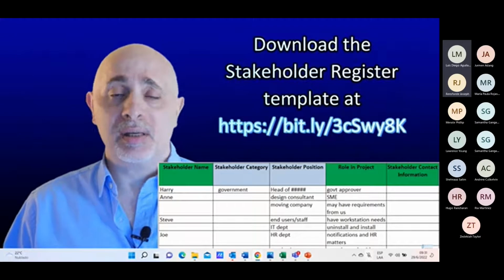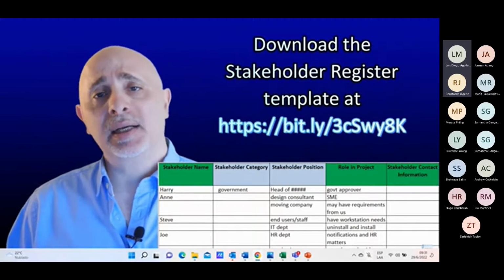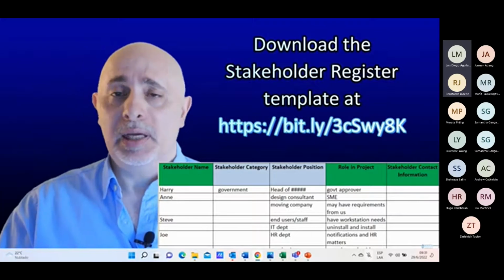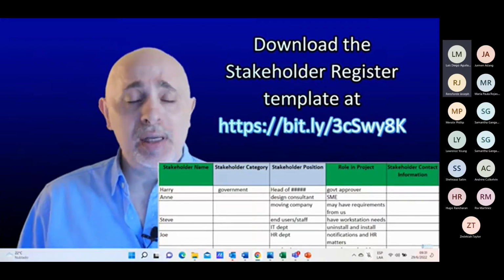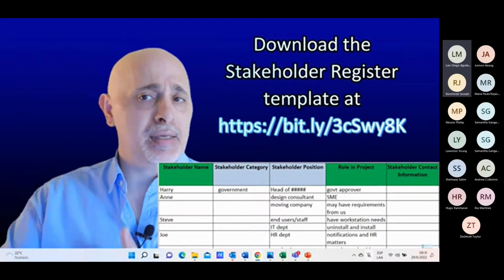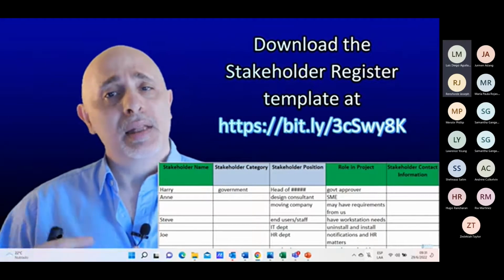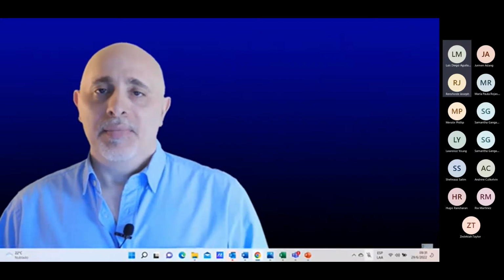And what you want to put is information such as their name, their contact details, their role in the project, their title in their job, the location, any special needs they may have. You could categorize the stakeholders, internal, external, contractors, things like that. And also you may want to list down the level of influence that they have.